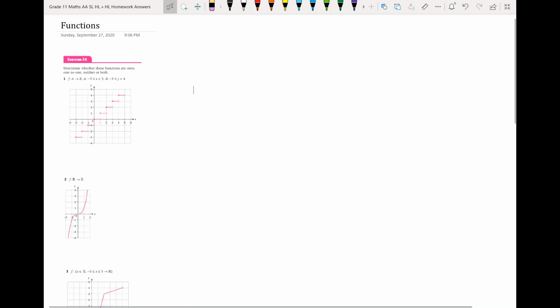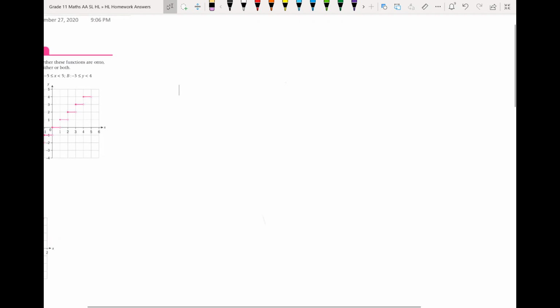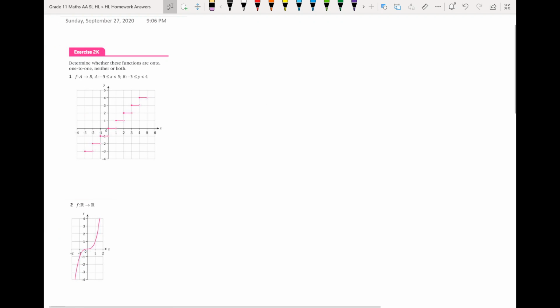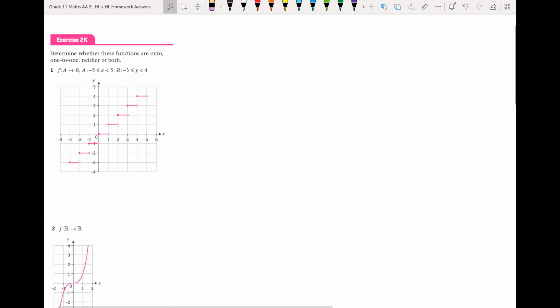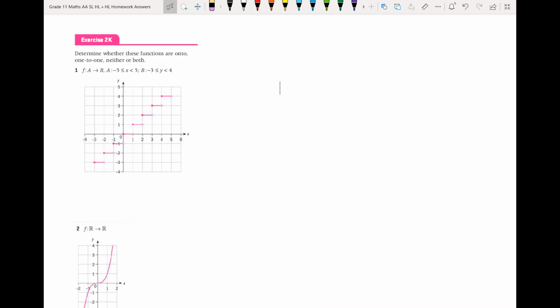Hello. In this episode, I will go over the questions in exercise 2K on classifying functions, whether they are onto, one-to-one, or neither, both. Now, for a function to be onto, it means that all the y values, that means all the range, has to come from an input or more than one input. It has to come somewhere. Whereas one-to-one just means that for every single input, there will only be one particular output at most.